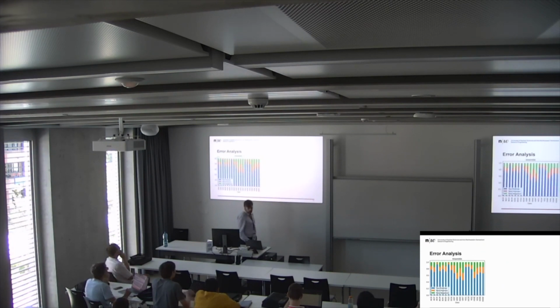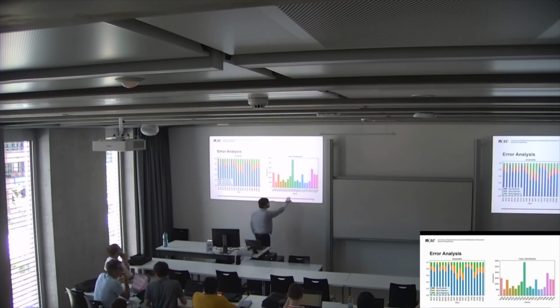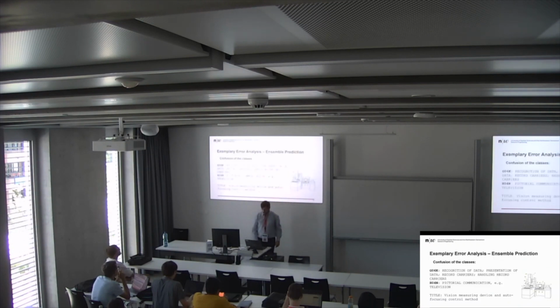And if you check the class distribution, we see that G06F is quite good. We have a lot of documents there to learn from. But G06K at the end is quite bad because we also do not have many documents there. It's also very difficult to predict, this K.